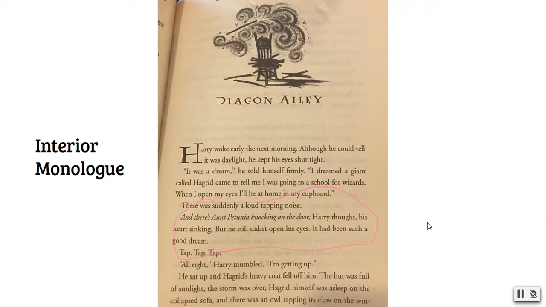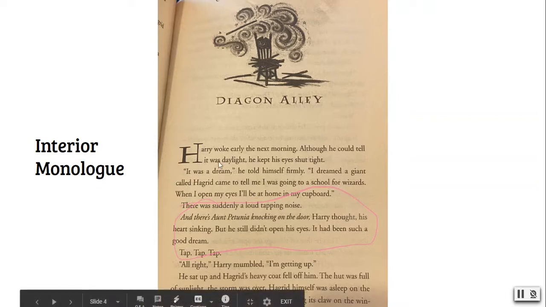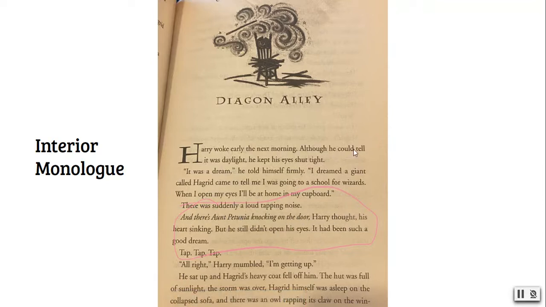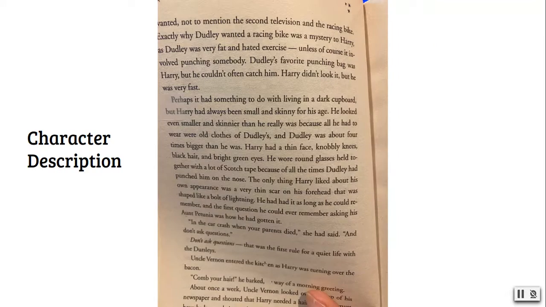Interior monologue is very similar to dialogue, except these are your character's innermost thoughts. They're always written in italics and they never use quotation marks. And so here's a thought that Harry has. He hears a loud tapping noise and he thinks, and there's Aunt Petunia knocking on the door, because he hasn't really realized where he is yet. Interior monologue is very powerful, especially if you have unreliable narrators, but it's a very powerful way to help our readers get inside the innermost thoughts of our characters.